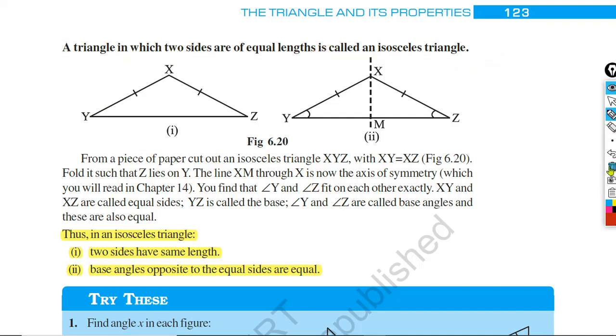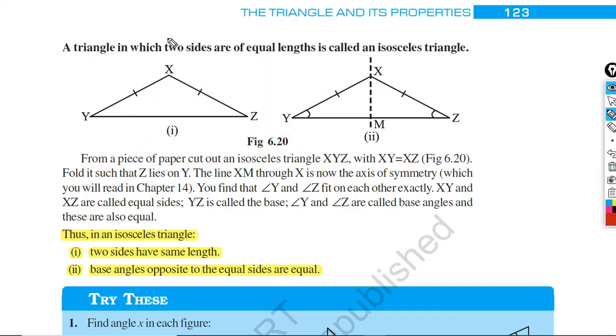Here also we have, in isosceles triangle, the angle opposite to the equal sides. Okay, suppose here in this triangle, XYZ triangle, XY equal to XZ. Therefore, the angle opposite of XY and XZ will be equal. XY opposite angle is who? Z angle, and XZ opposite angle is who? Y angle. Therefore, we can say angle Y is equal to angle Z. If you will measure, then you can also find that angle Y will be equal to angle Z.